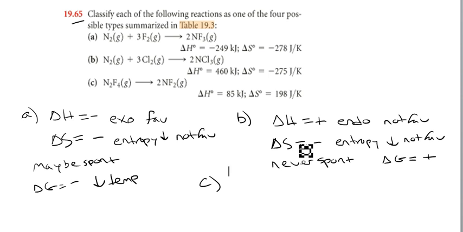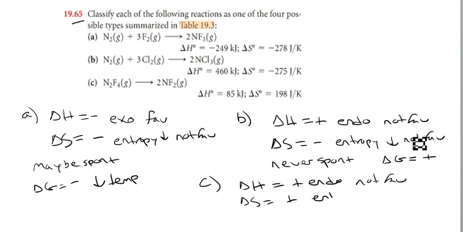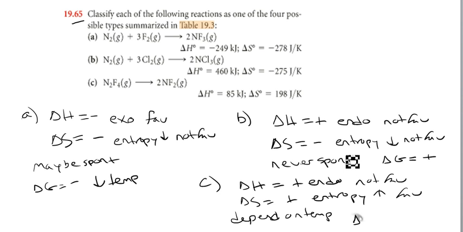Okay, the last one is letter C, and we see that delta H is positive, making it endothermic. Again, not favorable. But delta S is positive, meaning that entropy is increasing, which is a favorable condition. So again, this is going to depend on temperature. And we can just simply remember, although we should be able to look at the equation and explain it, that if they're both positive, it's only going to be spontaneous, or delta G will be negative, at high enough temperatures. So that's number 65, just looking at examples of reactions and their effects on delta G.